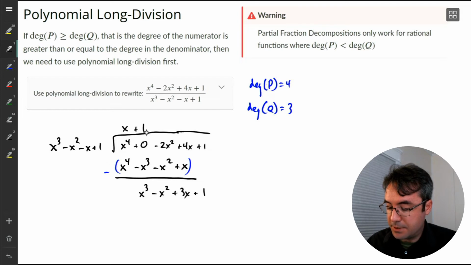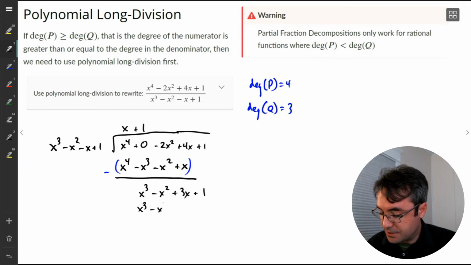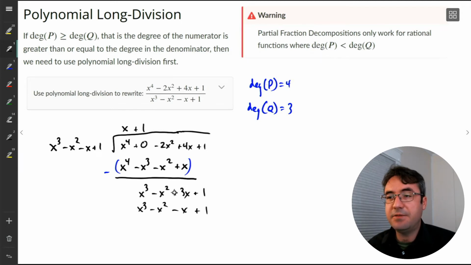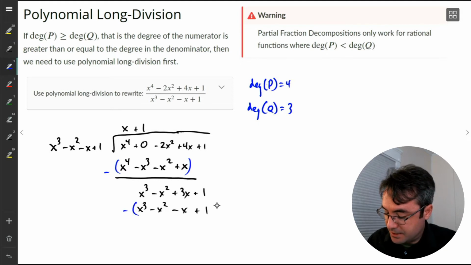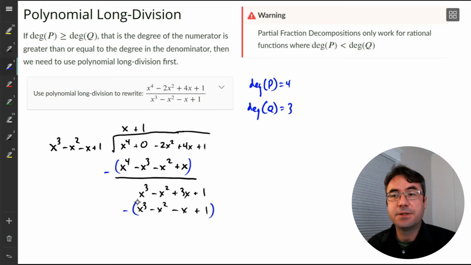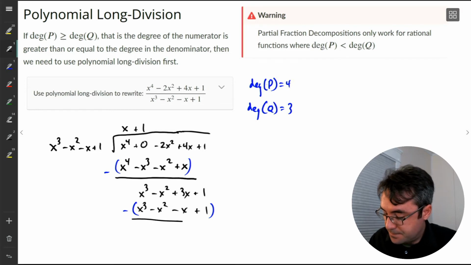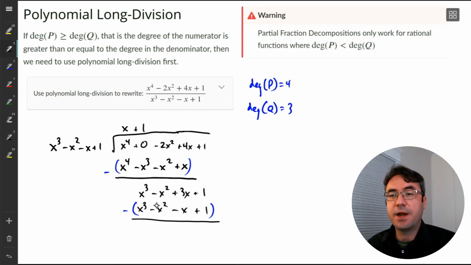And let's take that plus 1, multiply it into this. So we're going to get x cubed minus x squared minus x plus 1. Again, leaving any spaces if you need to. And now let's subtract. We're going to subtract this line from the line above it. So the x cubes are going to cancel. And then we have a negative x squared and the double negative on this x squared. Those are going to cancel. Then we have 3x plus x, so we're going to get a 4x, and then we're going to get a 1 minus 1, so that'll be just 0.